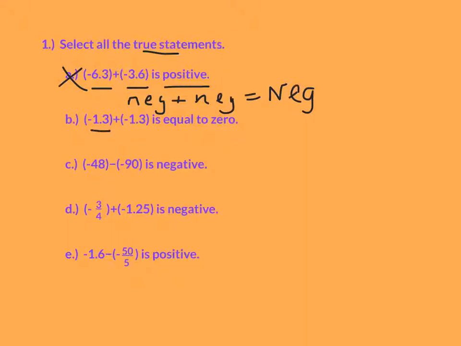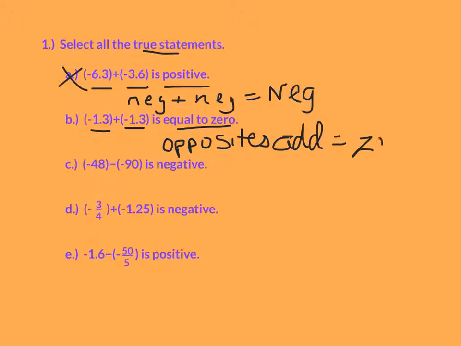Negative 1.3 plus negative 1.3 is equal to 0. Okay, well, I could see how people might get this confused, but only when opposites are added together does it equal 0. And these are not opposites, these are actually the same exact number. So therefore, this is also not true.